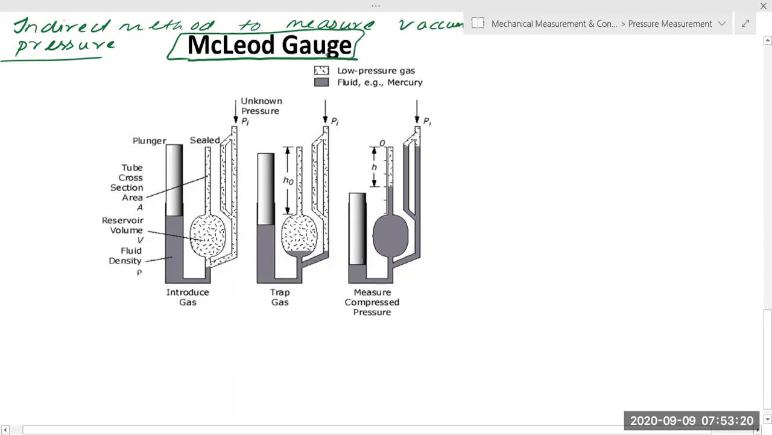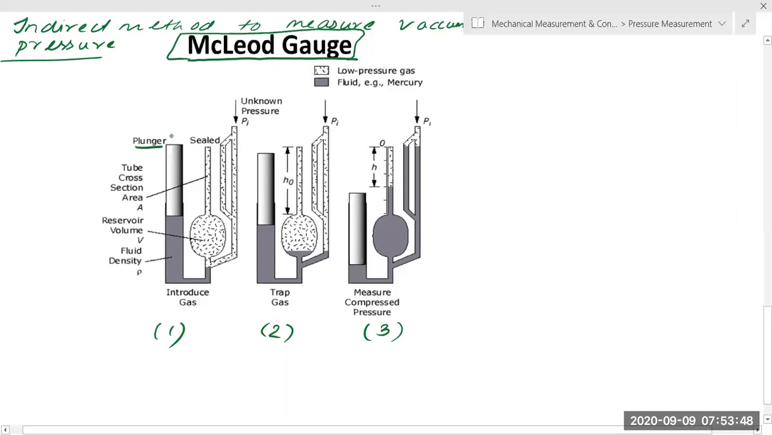Now I'll explain what we mean by a McLeod gauge. Just look at this figure and these three diagrams: this is diagram number 1, this is diagram number 2, and this is diagram number 3. First of all, I'll explain the components of the McLeod gauge. There are many components. One of them is the plunger.